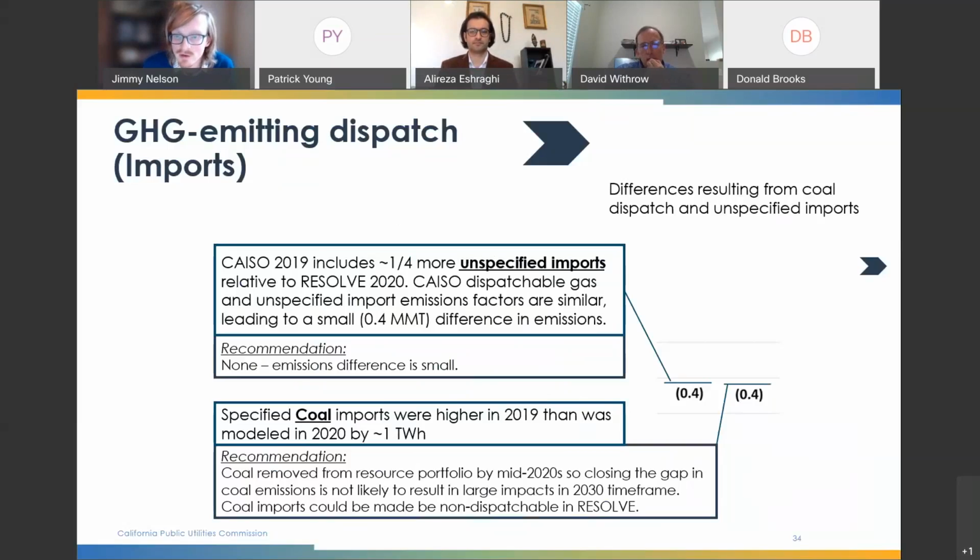The other thing to note is that we do model specified coal imports in Resolve and SERVM, and we noticed a small difference in the megawatt hours of generation there, I guess roughly 1 terawatt hour. It's unclear how important of a priority this is. Coal is scheduled to not be imported into California, into CAISO, starting in the mid-2020s. And so any fix that we do here would not really affect the long-run picture, would only affect the short-run emissions. Next slide.